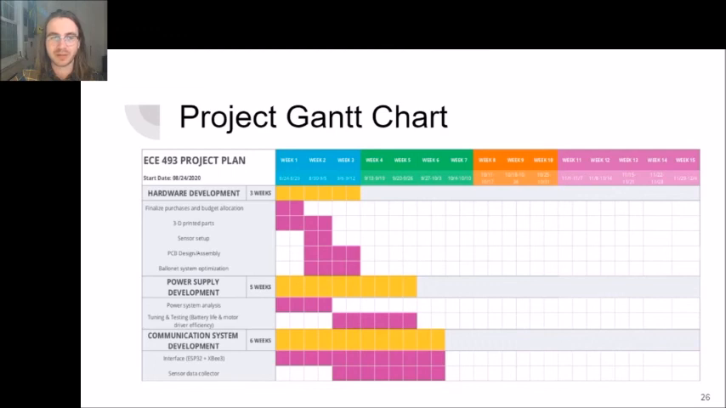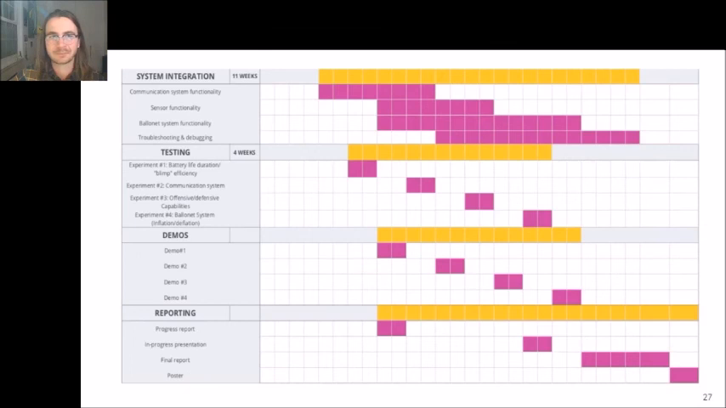By then, we'll be partway through testing. As we can see on the next slide, we'll be partway through testing and demonstrating and finishing system integration and well on our way to reporting.